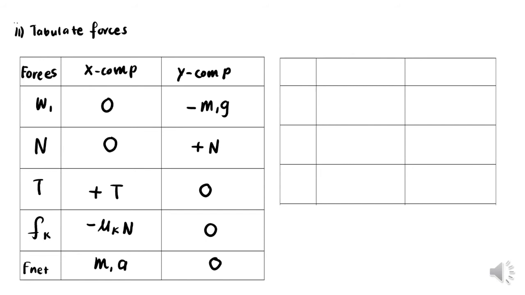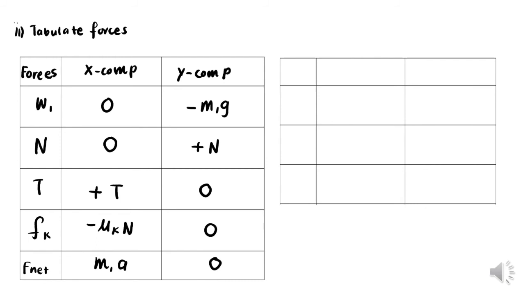Okay, so check at which component there is a motion. The motion is at the x component. So for F net, the x component is going to be m1 times a, but for the y component, the net force will be 0.